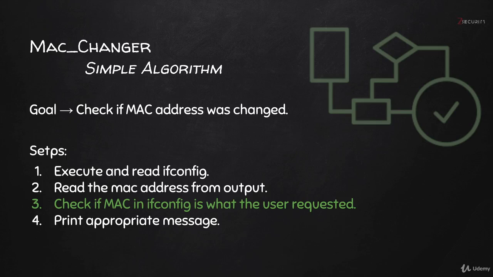Okay, now we have a variable that holds the value of the current MAC address. So we finished the first step and we finished the second step. And all we have to do now is check if the value in this variable is the same as the MAC that the user entered as an argument. If it is, then the program did its job and the MAC did change. Otherwise, we're gonna say, sorry, we couldn't change the MAC.